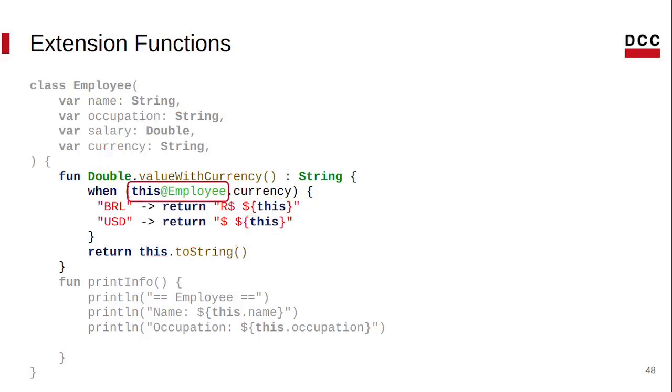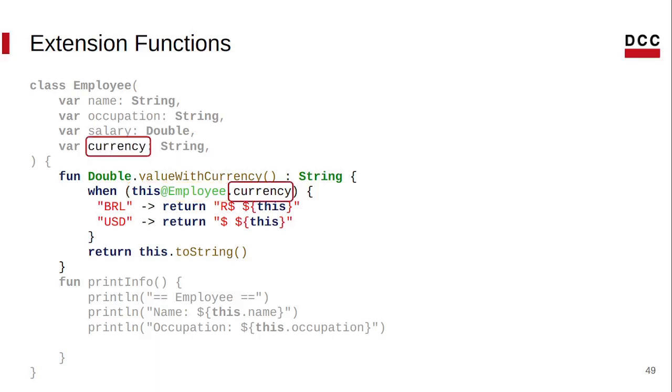Second, as we have declared the extension function inside the employee class, we can also access the attributes of this class. This is possible because the extension function only exists when you create an instance of employee. If you want to access a property of an employee from within the extension function, we need to use this keyword followed by an at symbol and the name of the class.